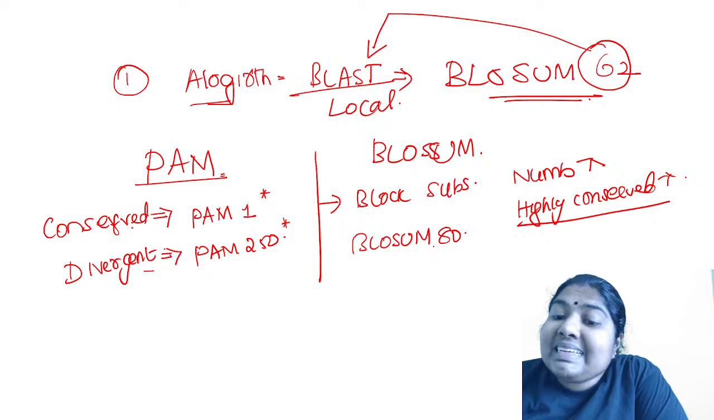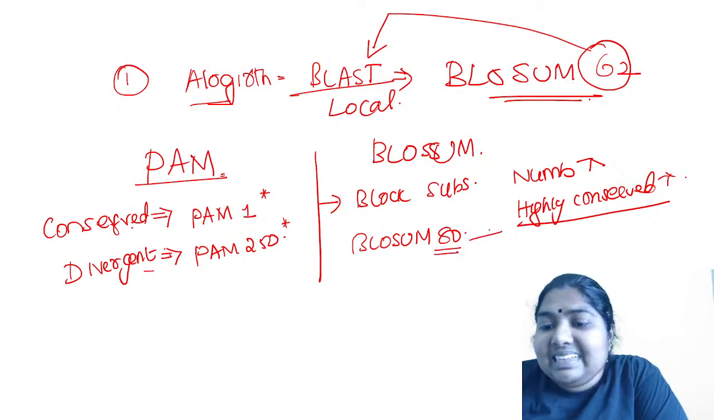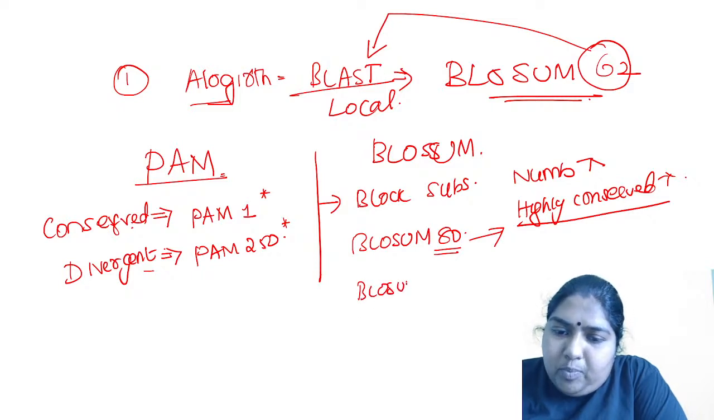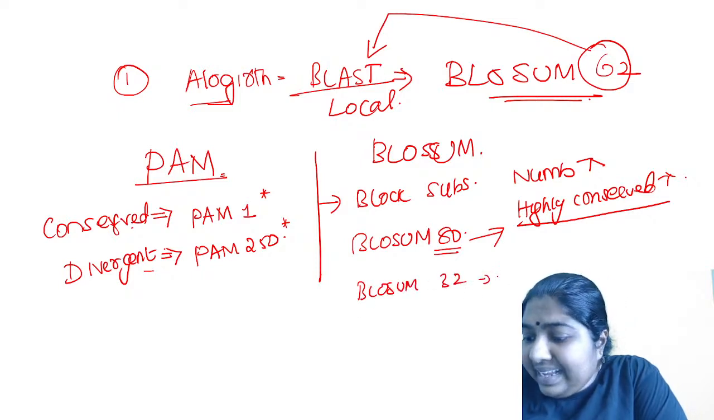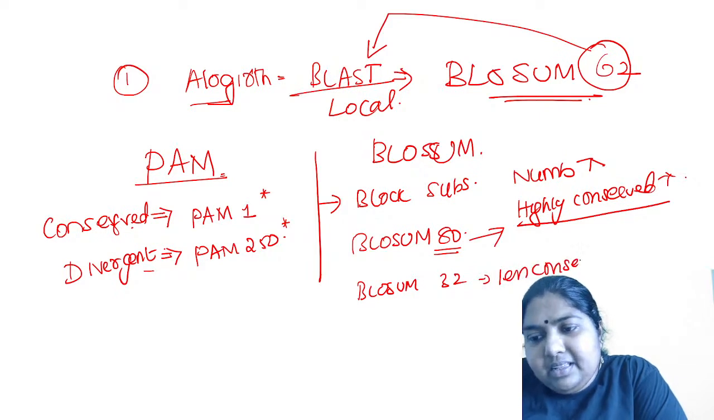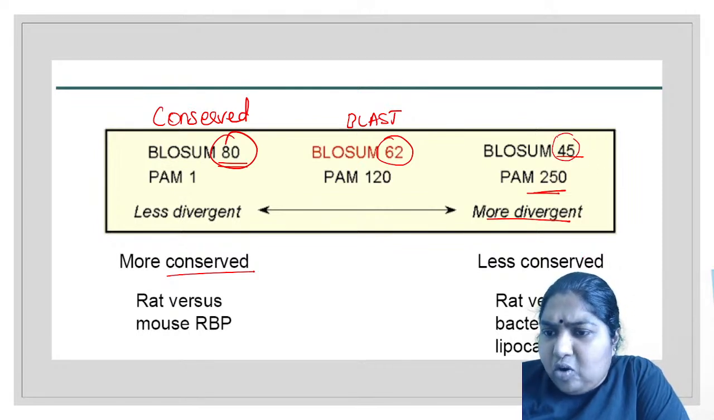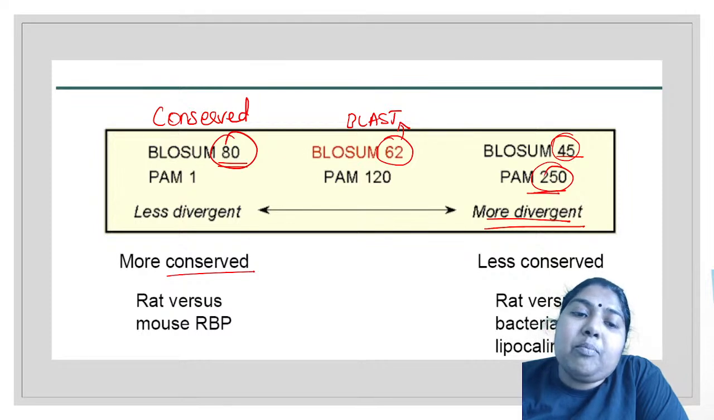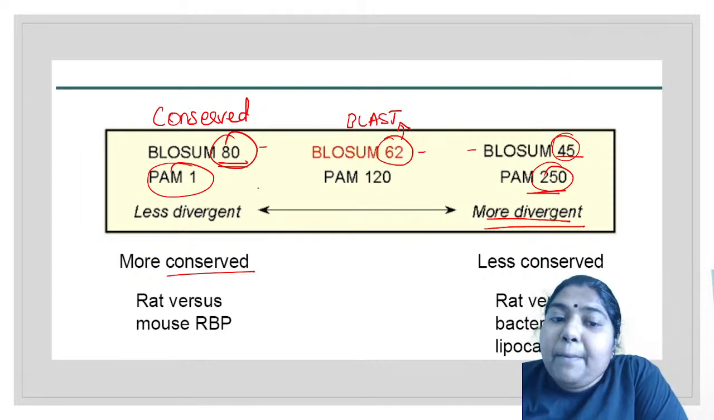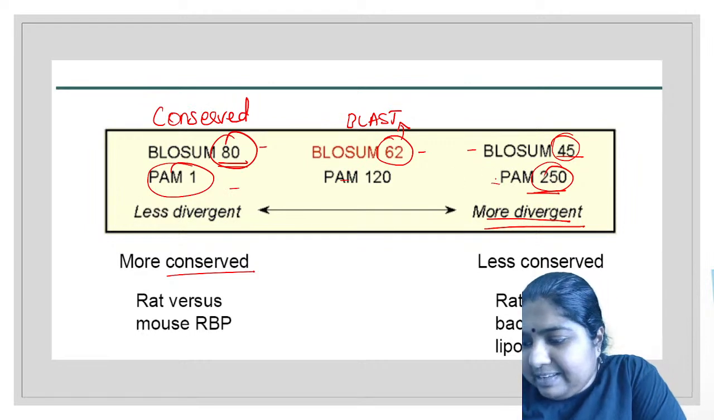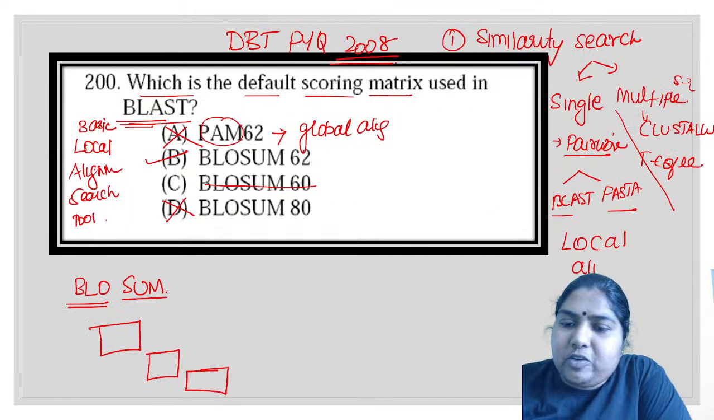In BLOSUM, 80 means it is highly conserved. If it is going to be your BLOSUM 30, it is less conserved. Understood? Yes? So don't get tricked between the terms. Yes, commonly BLOSUM 45 and PAM 250 are represented as more divergent, and BLOSUM 62 is what is used in BLAST, and BLOSUM 80 is highly conserved, also this PAM 1. But remember, BLOSUM is only for local alignment. PAM is for all the global alignment. Yes, everybody in the class. So this first question is done.